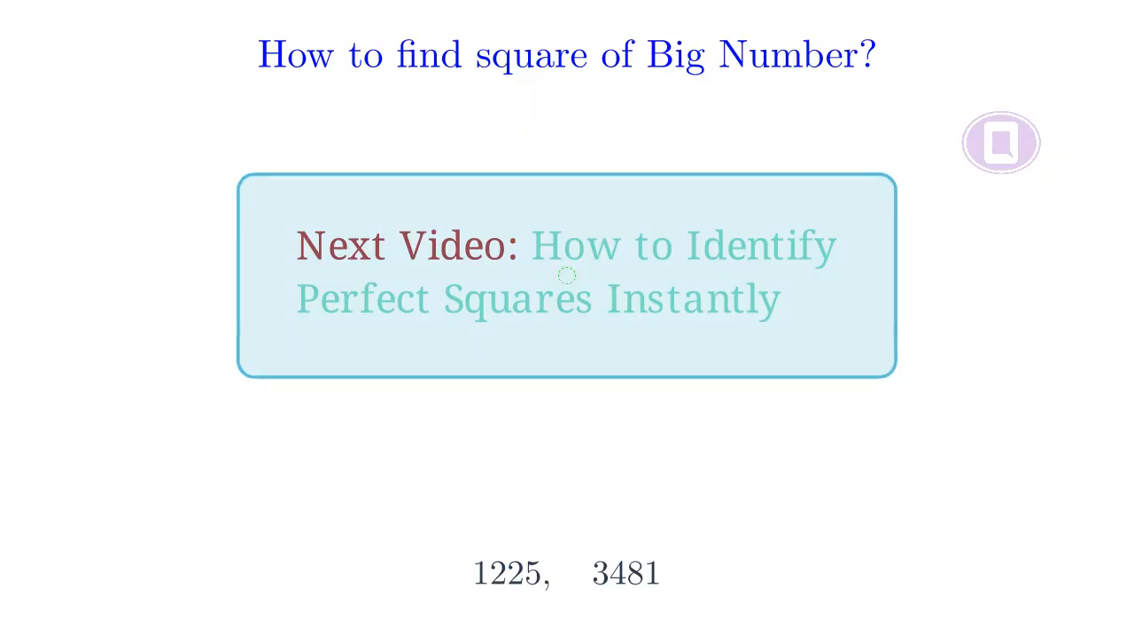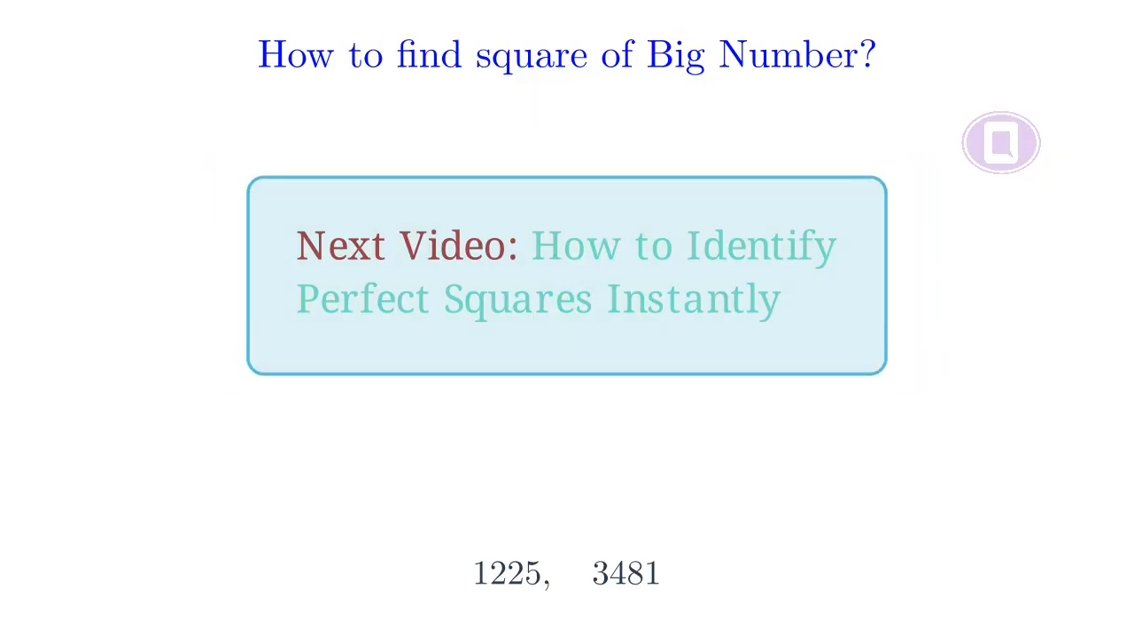Now that you know the basics, here is a challenge. Is 1225 a perfect square? What about 3481? Checking large numbers manually takes forever. But don't worry. In our next video, I'll show you a foolproof method to identify any perfect square in seconds.